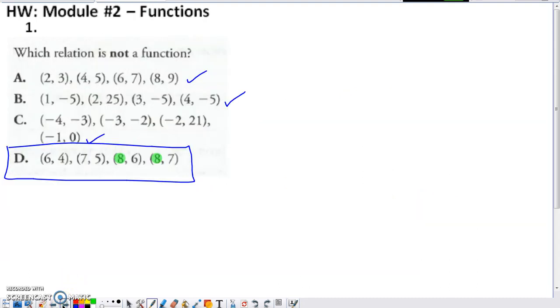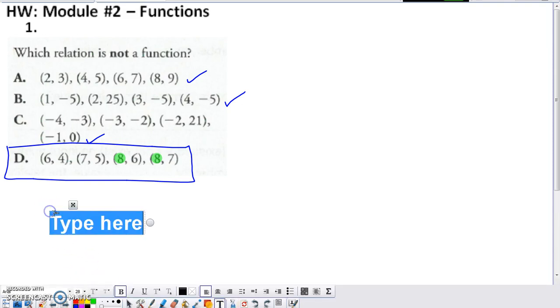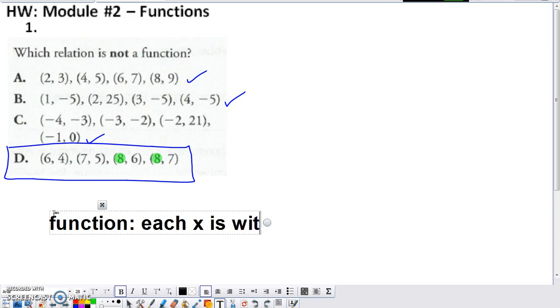And then on the homework for the same idea from Module 2, the functions day, number 1 said which relation is not a function. Well, if you are using the definition of function, a function is a relation where each x is with exactly one y. And so that's the definition of a function that you've got to use here.